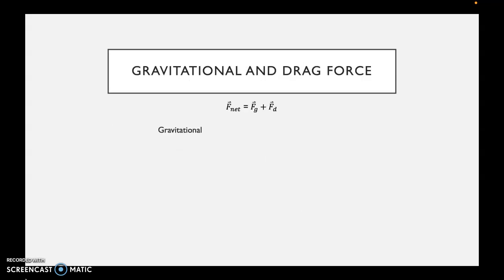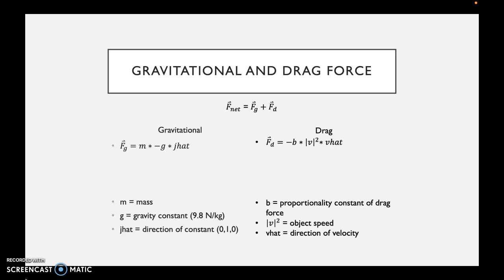Alright, and then to find net force, you have to add up all factors of force, which in this case can either be only gravitational force or gravitational force plus drag force. To solve gravitational force, you do mass times negative g, which is the gravity constant, 9.8 newtons per kilogram, times j hat, which is the direction of the constant. So it's going straight down, which is why it's only in the y-axis.